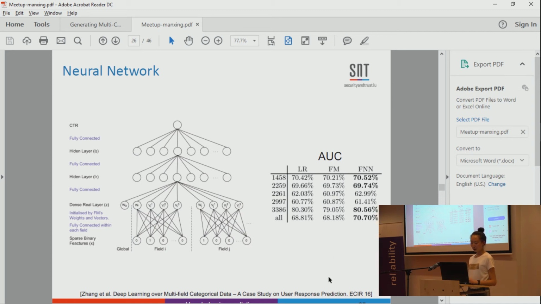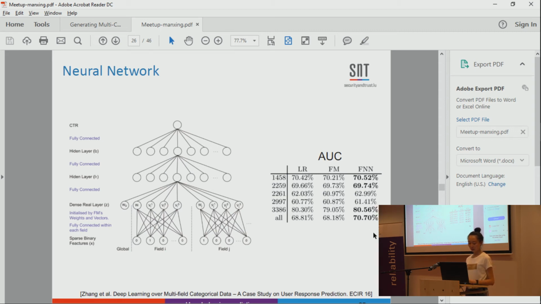So here, one paper tried to use the weights learned by the factorization machine. They add one layer of the weights taken from the factorization machine and then train the neural network. So in this way, they reduce the dimensionality of the input.